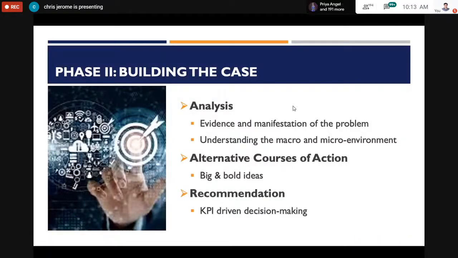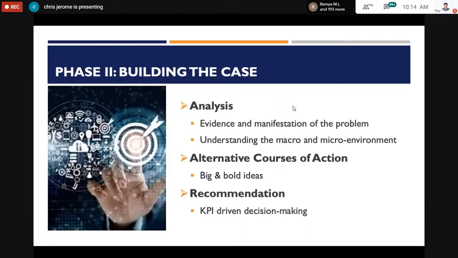So part two of the case analysis is building the case. As I said, this is the analysis process where we're looking at evidence. We have a 3 or 4 page case that is written up. So look for more information in that case that specifically alludes to problems or to what the source of those problems are, and compile that quite clearly. Understand the macro environment, so what is the legal environment that the company, the subject of the case, is operating in. Understand the micro environment, so what are the company's strengths, what are their weaknesses, what are they doing well. All of that should be wrapped up together in the analysis.